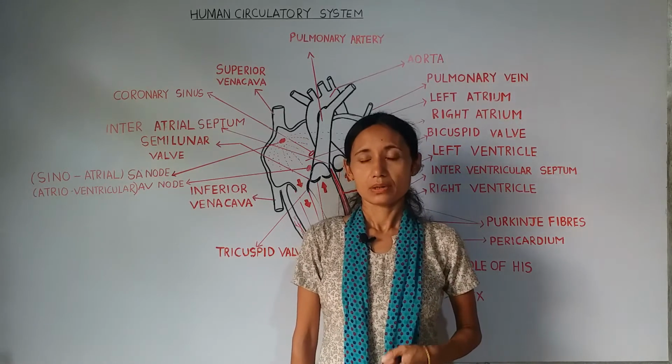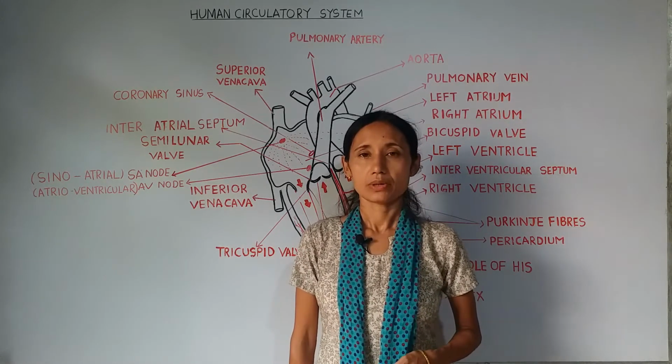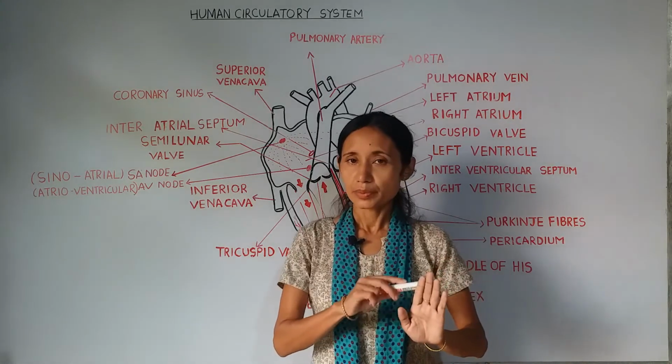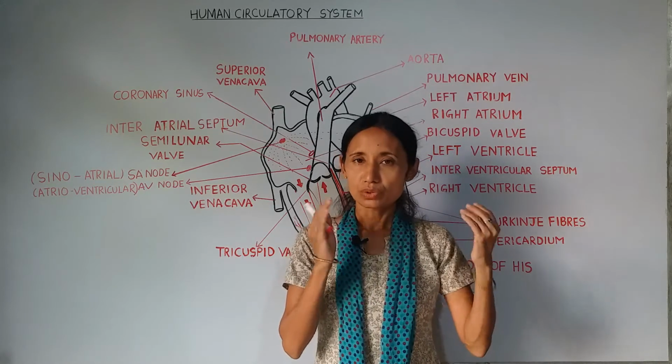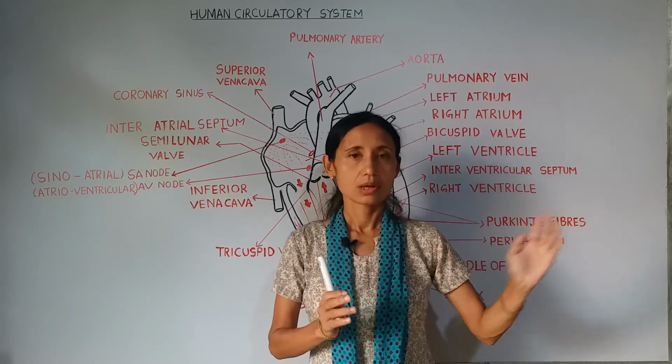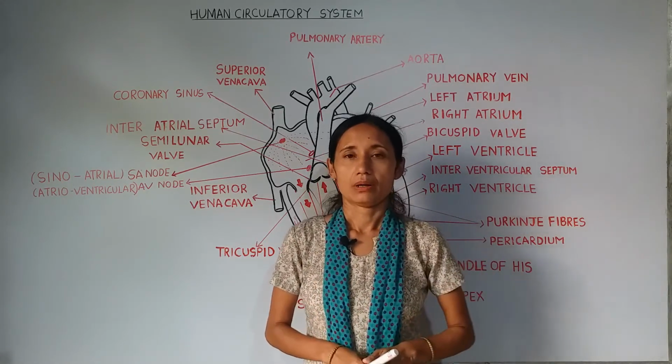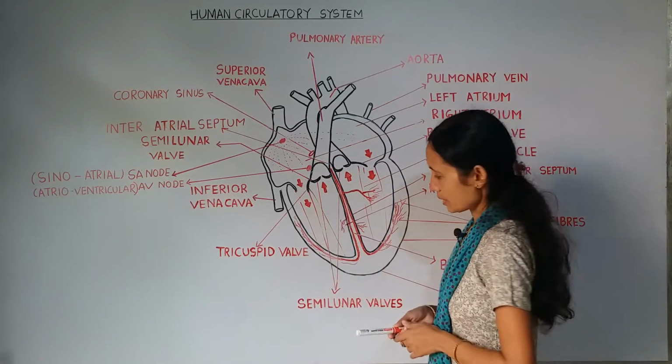Now, where is our heart located? Our heart is located just behind the sternum bone, between the 2 lungs, slightly shifted towards the left side. Now this is the structure of our heart.